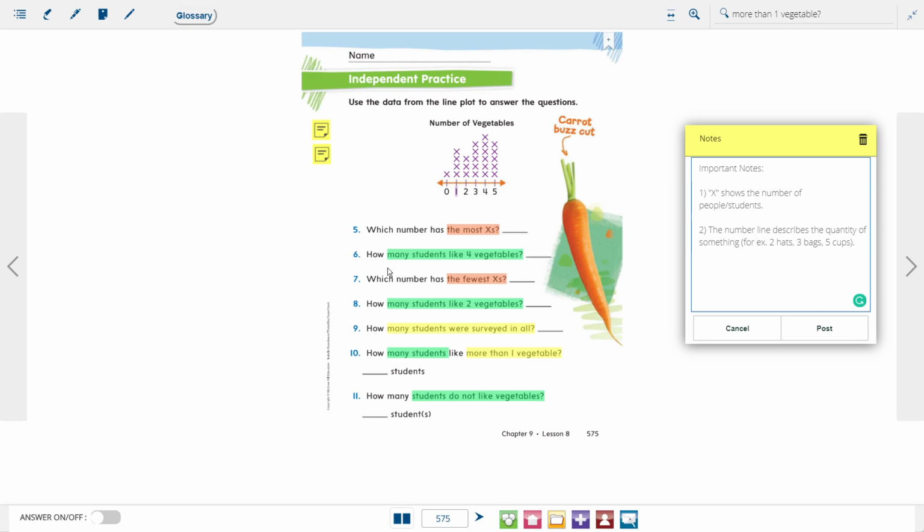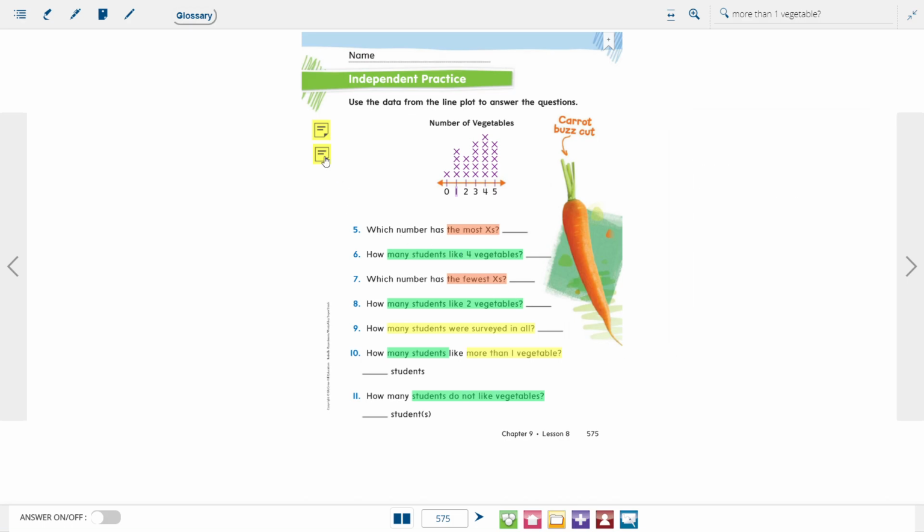Now notice the questions. I have different colors. Look what I used. I used the red color when the question is asking about the X. Do you see? And I used the green color when the question is asking about students. Can you see? And when we have something a little bit different, I used yellow color.